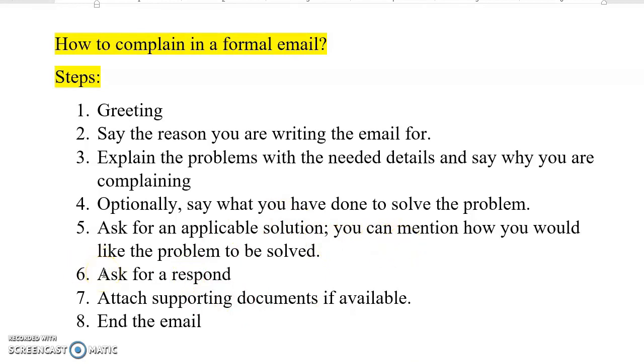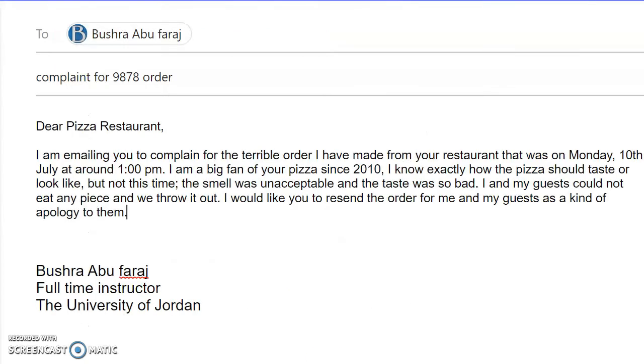Okay, then I have to ask for a response and attach supporting documents if available. Okay, let's see how to do that. It's so necessary, if I have a problem, to ensure that I really have this problem. So it's good to have some attachments, and in most cases these attachments could be documents or pictures. Now in our case for the pizza, we can say enclosed.